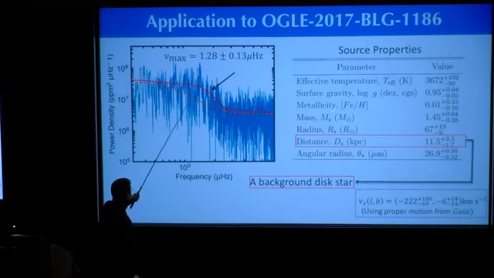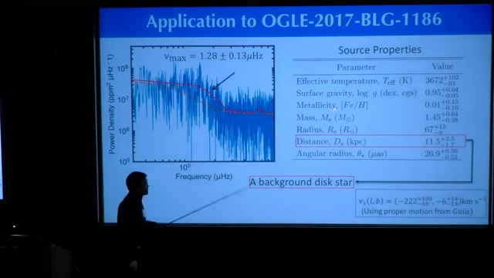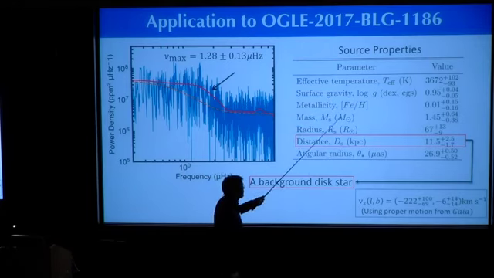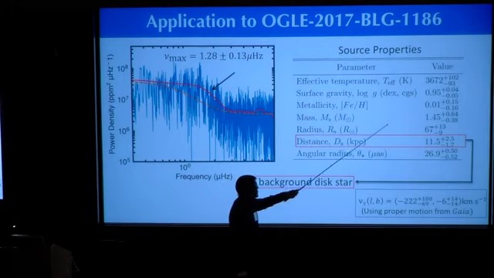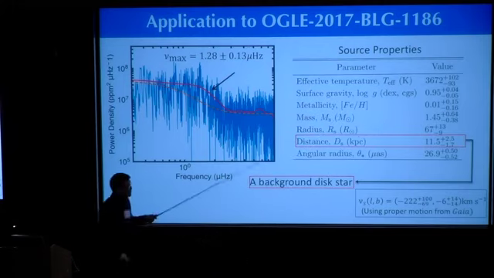We can apply this to this particular red giant star. This is the power spectrum as a function of frequency. We can infer this parameter nu max quite well, and combined with its color and a comparison with the Kepler red giant catalog, we can determine many source parameters, including effective temperature, log g, and metallicity, which is close to solar, and the mass is about 1.45 solar masses.